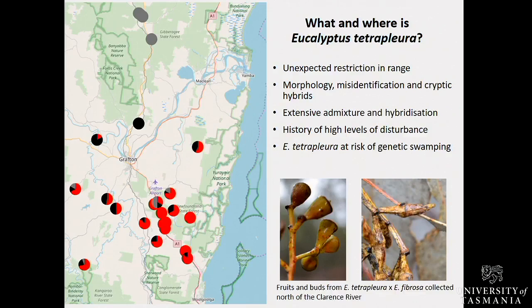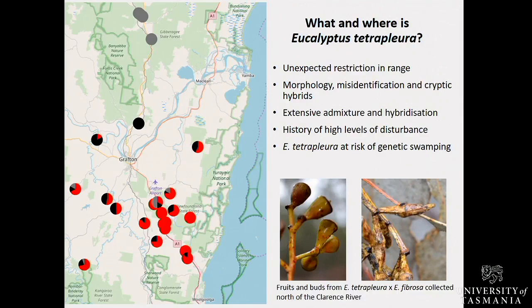On the eastern side, there are hybrids and pure individuals. And the purest populations are really around that Pacific Highway where they did the clearing. So overall, we found an unexpected restriction in the range of Eucalyptus tetrapleura, because in AVH, these are all listed as pure tetrapleura. We found that there were issues with misidentification and morphology.